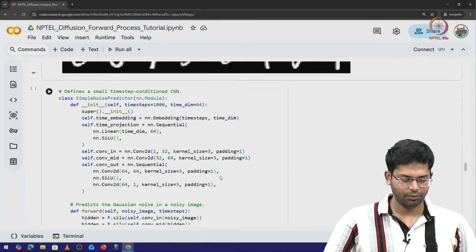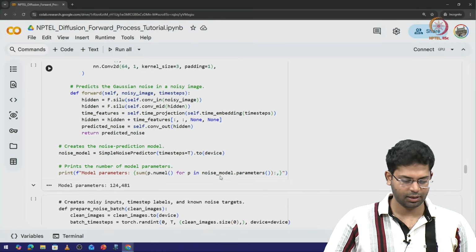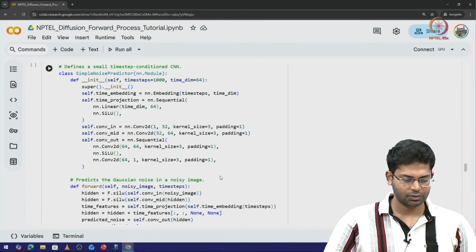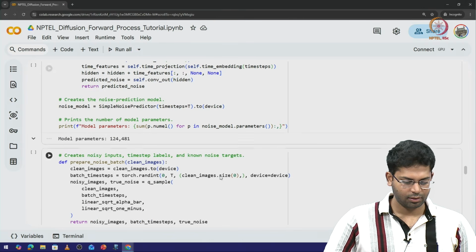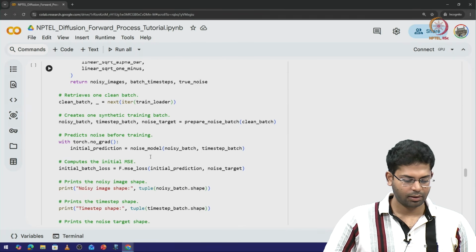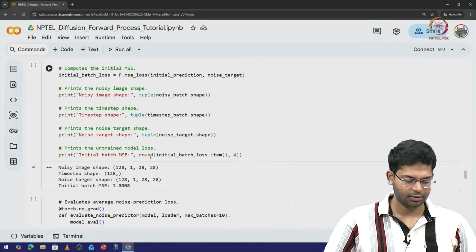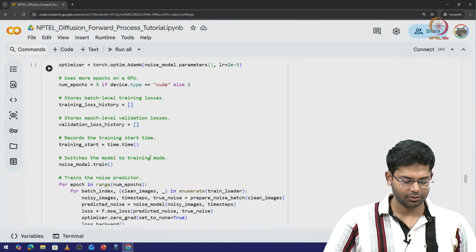And we define a CNN which takes the images as input and tries to predict the noise as we have already defined. So, we define the neural network for that, and here is the number of parameters, which is on the order of 124,000 parameters, and then you define the batches and enable the training and the evaluation function.